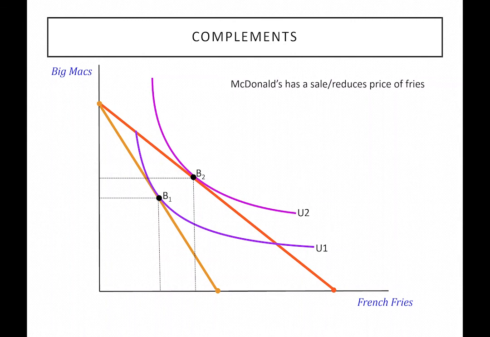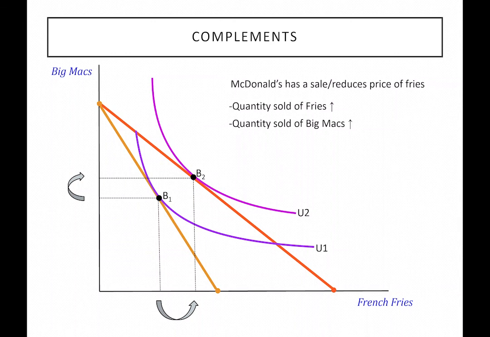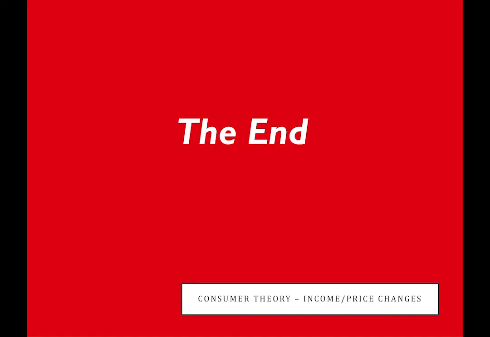But you'll notice something in this case. At bundle B2, the person buys more French fries. Well, they're cheaper. But the person also chooses to buy more Big Macs. This too, again, look carefully at the shape of the indifference curves. You'll notice what's going on here. And so in this case, we say that these goods are complements. The strict definition of it is if the price of good X goes down, in this case the French fries are cheaper, it not only means that the person purchases more French fries, but they also purchase more of the other good, which is a complement. So good X and good Y are complements in this case.